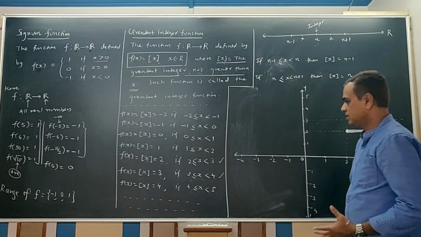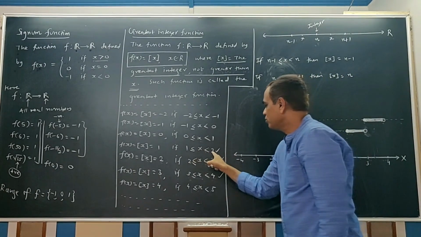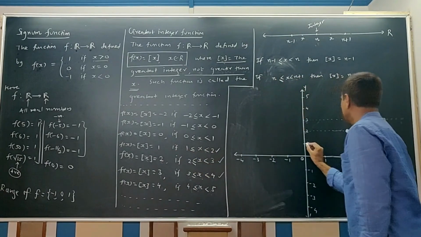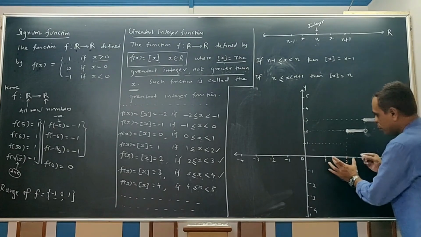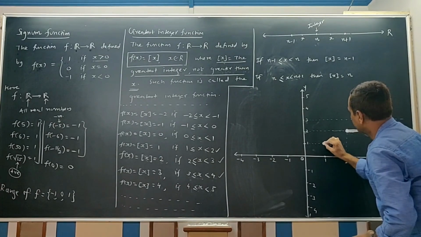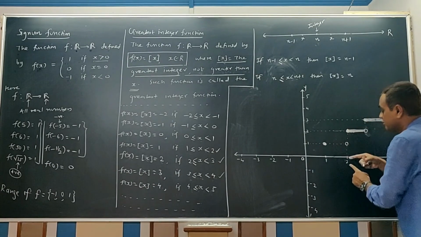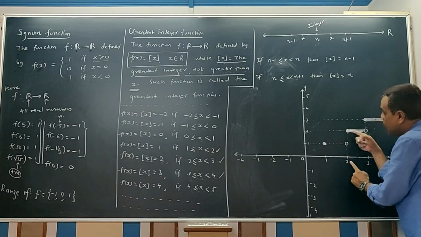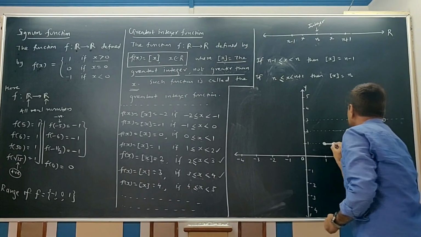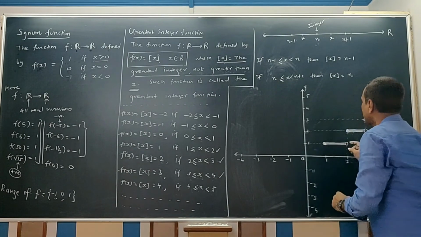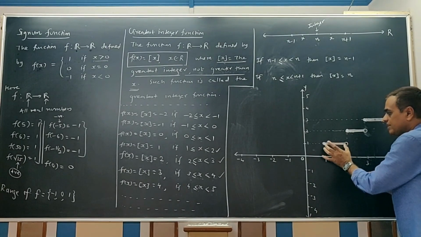Similarly, for 1 to 2, if the x value is belonging to 1 to 2, then f(x) is 1. Y is 1 if x is between 1 and 2. So here, image of 1 is 1, but image of 2 is not 1. Image of 2 is 2. That is discussed here. So the set of points corresponding to x from 1 to 2, 1 included, 2 excluded, will be this line segment.